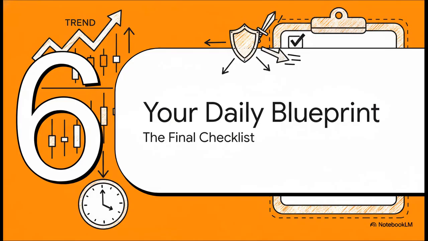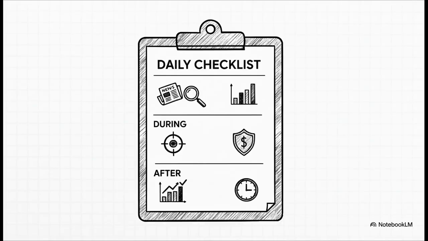Okay, we've gone through all the pieces. The trend, the momentum, the entry, the risk, the defense. Now let's put it all together into your daily game plan. This is the final checklist that turns all this theory into a consistent, repeatable routine. And here it is. This checklist is the entire system in one, single, actionable plan. It's your daily blueprint. It tells you exactly what to do before you start, like checking the news and finding the trend. It guides you during the session with clear rules, and it gives you a framework for after you're done focusing on review. This is how you build real discipline, by following a consistent process every single day.